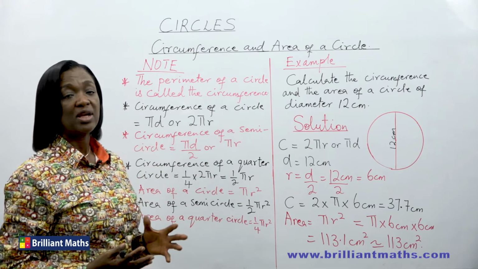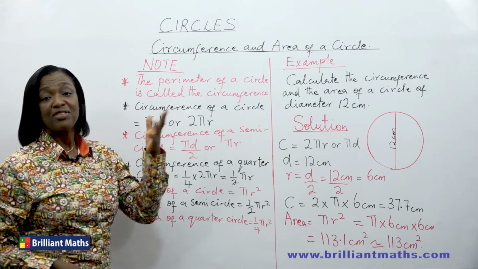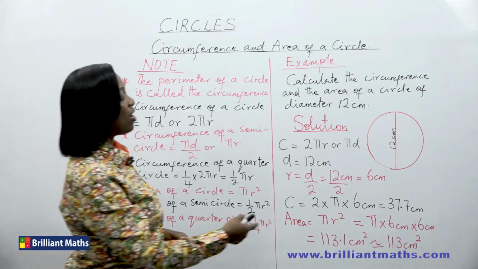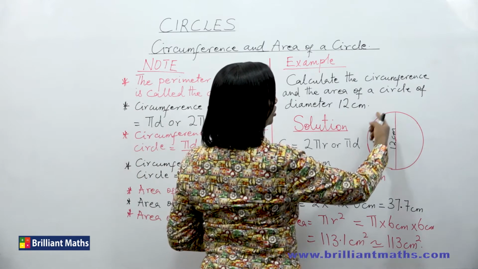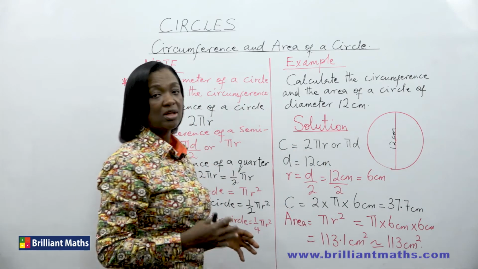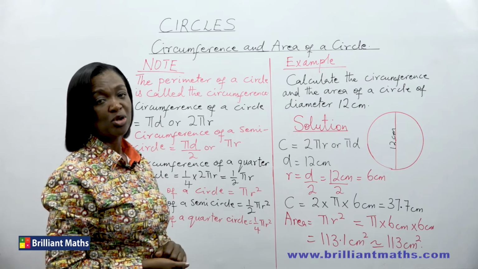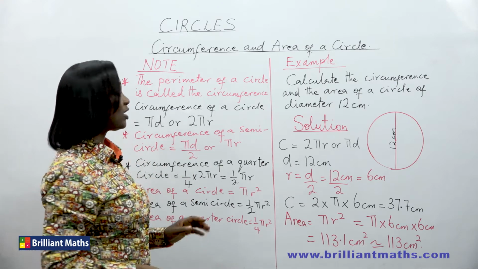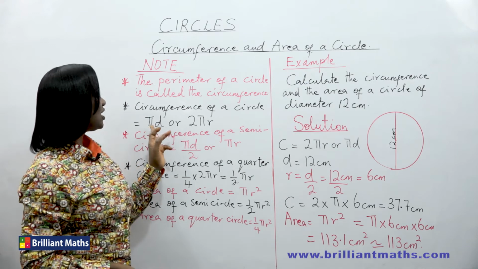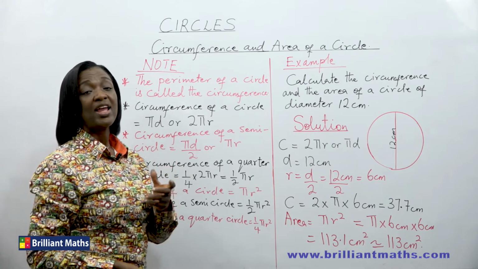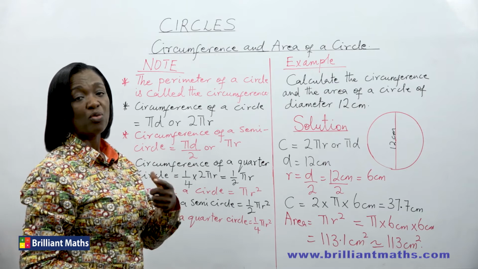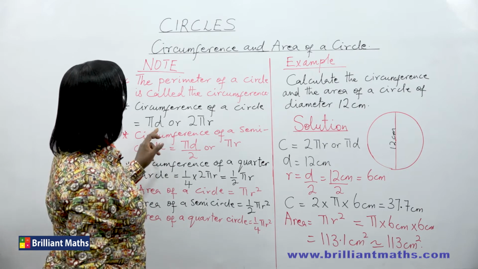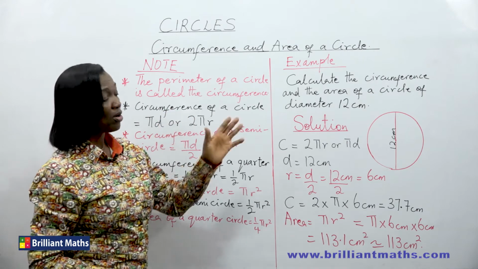But what do we mean by circumference? The perimeter of a circle is the circumference of the circle, because that's the distance around the circle. The total distance around the circle is the perimeter, and that is what is called the circumference. And the formula for finding the circumference of a circle is pi times diameter. Pi is a constant, which is about 3.142 or 22/7. Pi times diameter will give you the circumference of a circle.